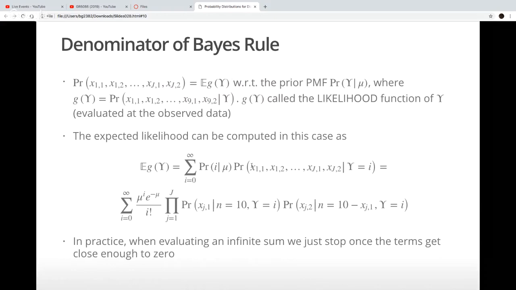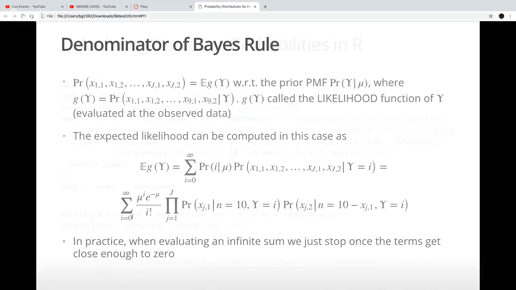So we have this probability of the 9 frames given upsilon, and that's just for each frame what happens on the first roll marginally times what happens on the second roll conditionally, multiplied from j equal 1 to j equal 9 if we have 9 frames. So that's our function that we want to get the expectation of. We're weighting it with our Poisson prior PMF, and we're summing it over all possible values of upsilon, which are the integers from 0 to infinity. But eventually, we start adding basically 0 onto the sum, and at that point, we can just stop.